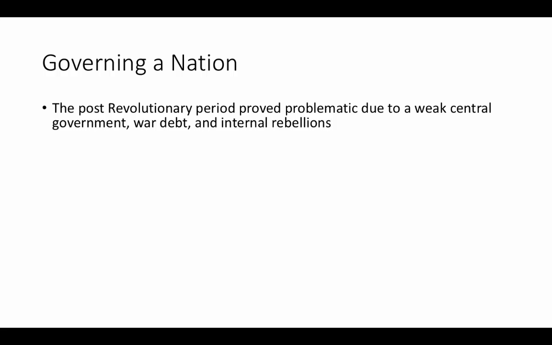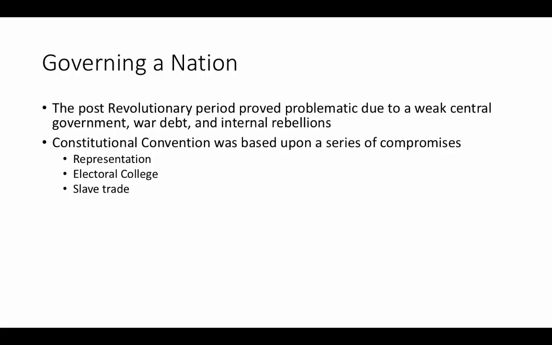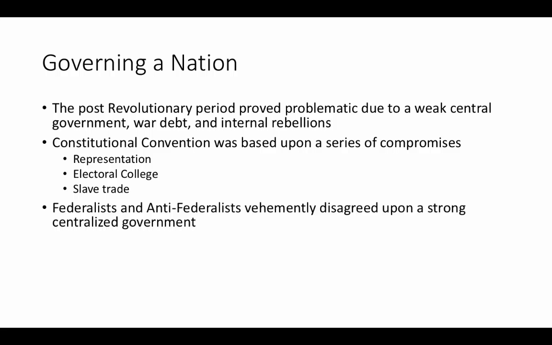So the post-revolutionary period proved problematic for a number of reasons. And what the kids need to know about this is that, one, there was a weak central government. Americans now faced their own war debt and internal rebellions. So eventually, a constitutional convention was formed, and it was primarily formed based upon a series of compromises. The compromises had to do with representation, the Great Compromise, the Electoral College, and the issue of the slave trade.